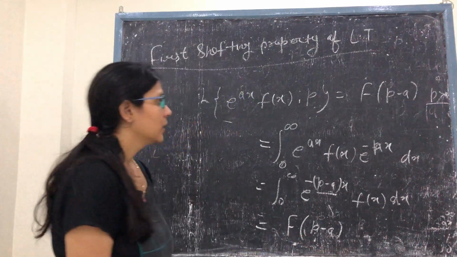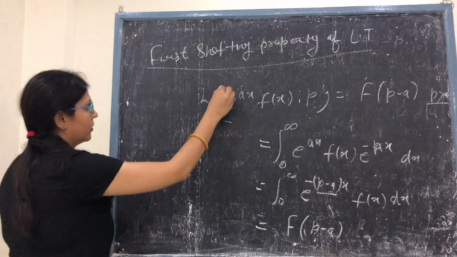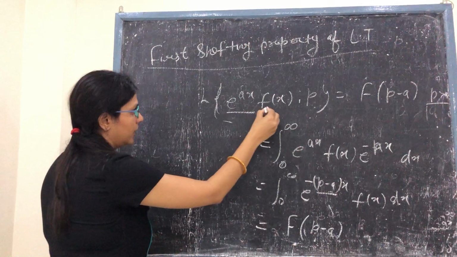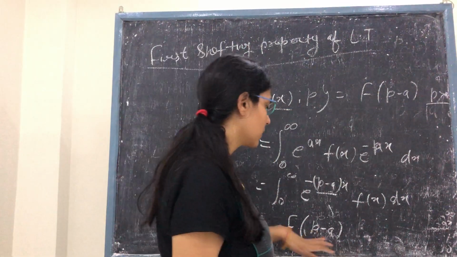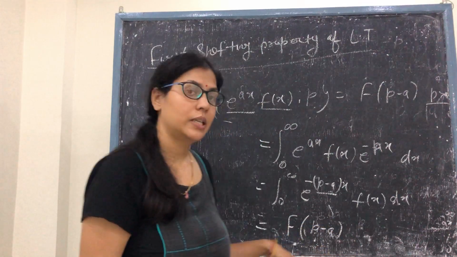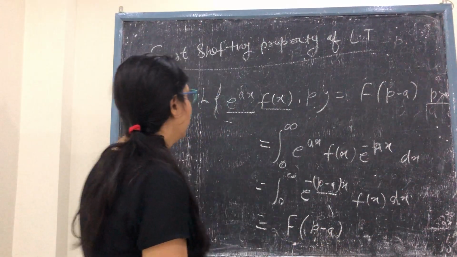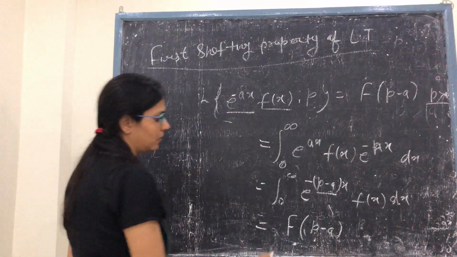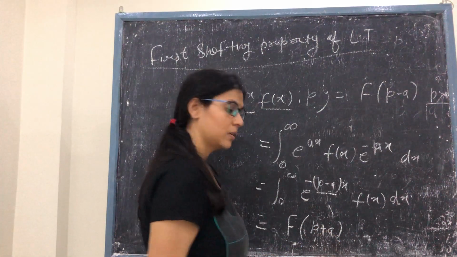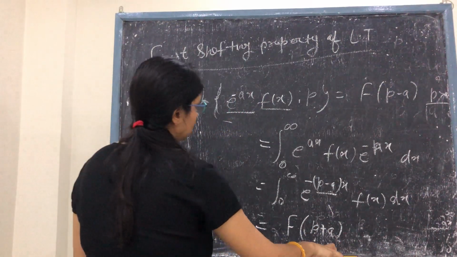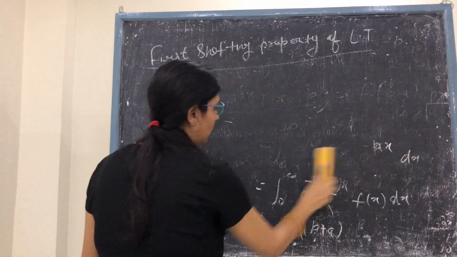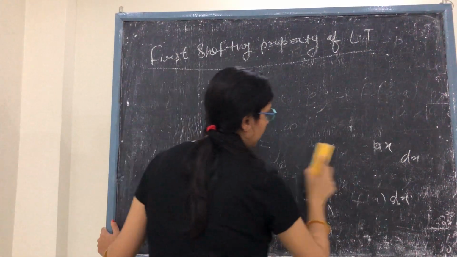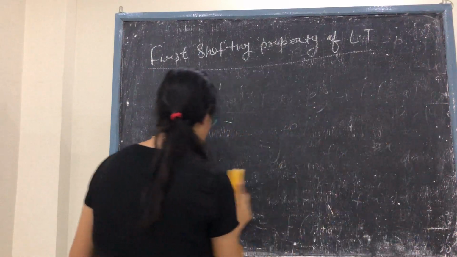Is it clear? So if we multiply a function by e raised to the power ax, then the Laplace transformation is f of p changed to f of p minus a. If we take minus ax here, then it will be plus. So we can solve it using the first shifting property. These are the basic properties, and we have to remember them to solve the questions.